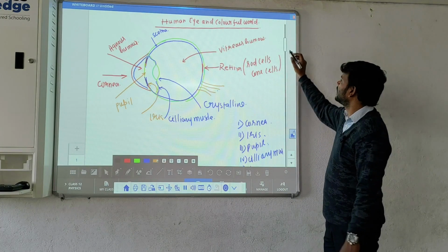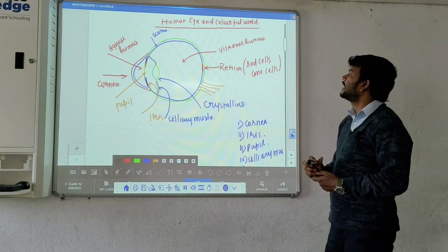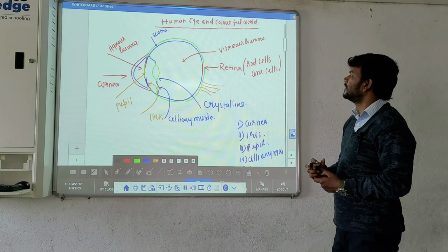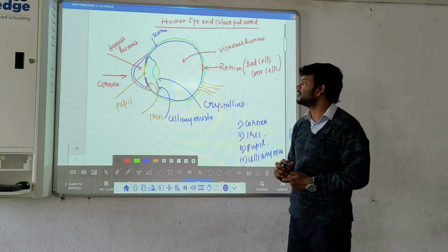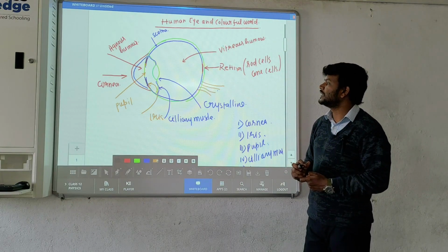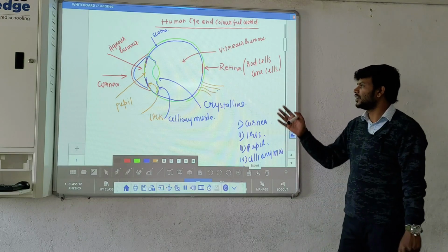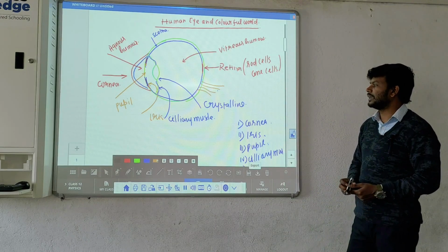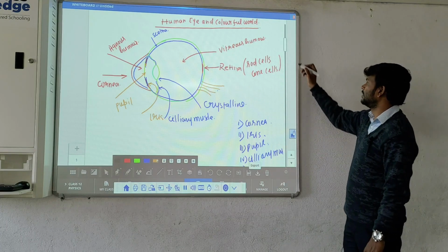Hopefully you have understood these different components or different parts of the human eye and their function. This is a very small topic of class 10th physics, and you can easily understand from these diagrams what are the different functions of these parts of the human eye, and working also we have seen. Now we will start with one term.